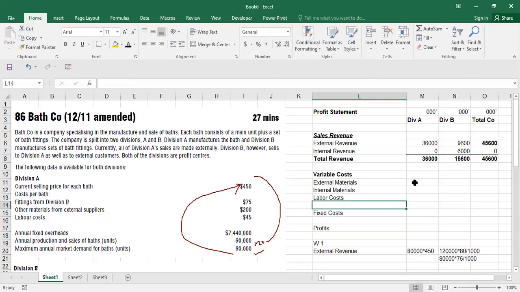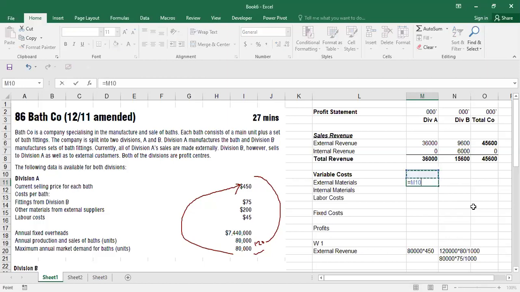So external materials are how much? Now you are talking about division A. Please remember, division A is buying from outside. What are they buying from outside? They are producing 80,000 units, and they buy some material from outside, other materials from an external supplier, at $200. So 80,000 multiplied by 200, divided by 1,000. This is what they are buying from outside.